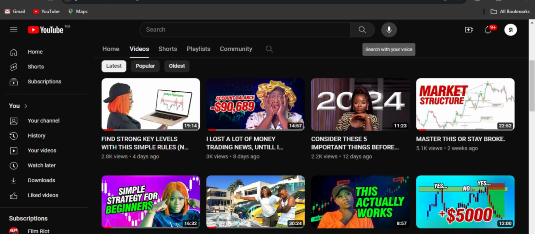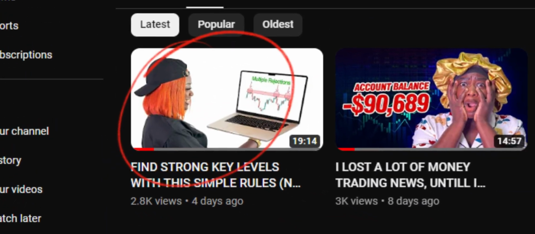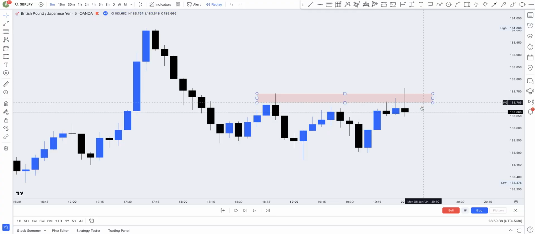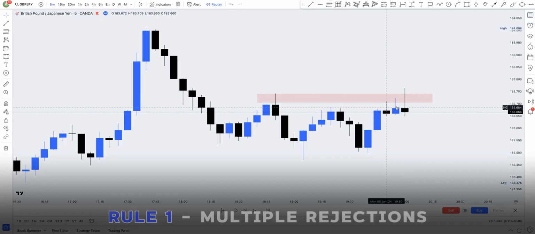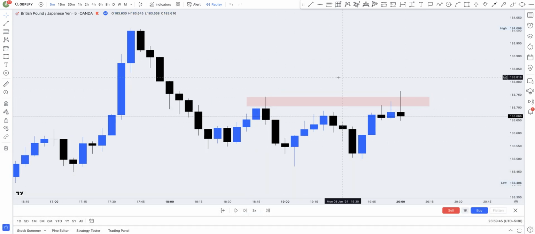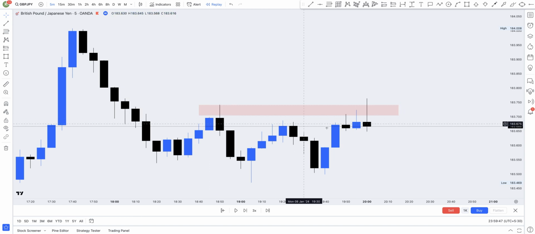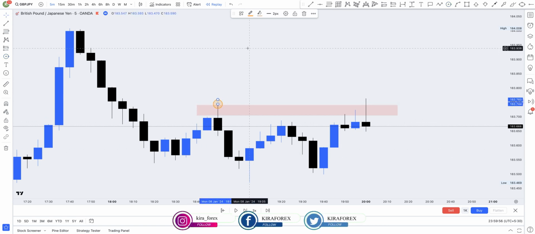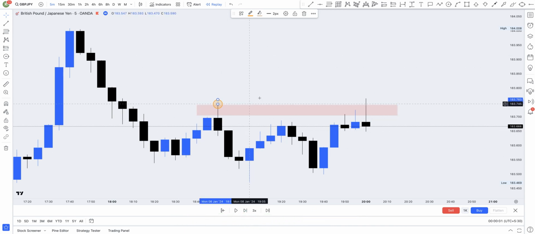Now I have another video where I talked about the rules you need to follow when drawing a support and a resistance zone, and one of the rules I talked about is multiple rejections. When you look at this chart, you can see that we have multiple rejections on the resistance zone. This is the first rejection here. We have a rejection here, which means that buyers were trying to push price to the upside, and sellers came in. So this is the first rejection.